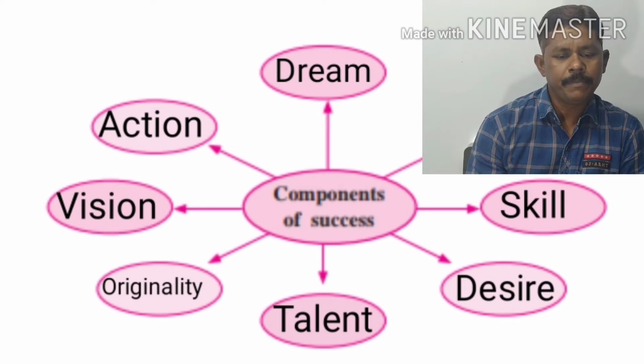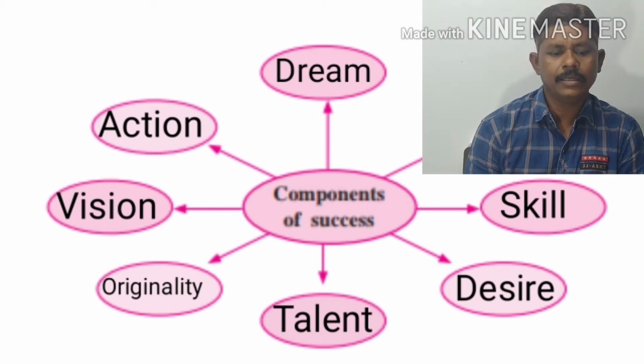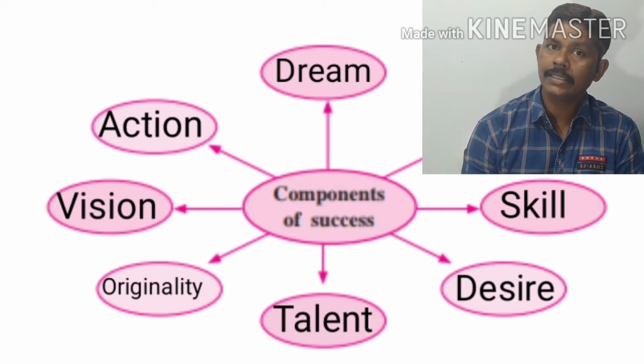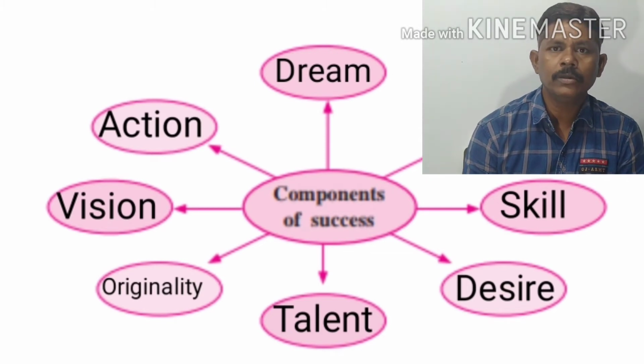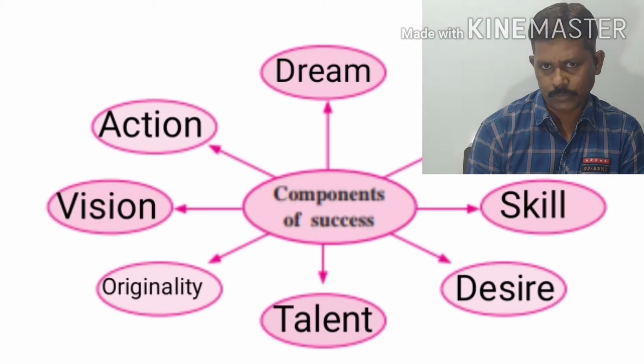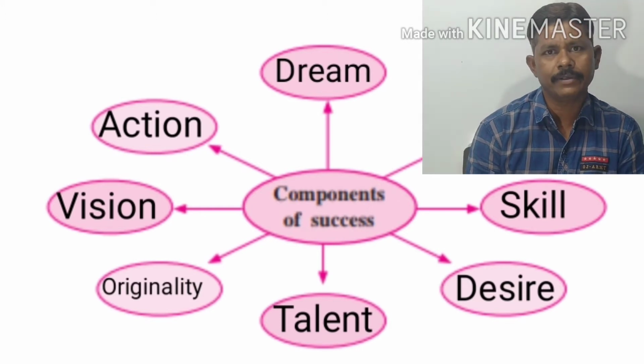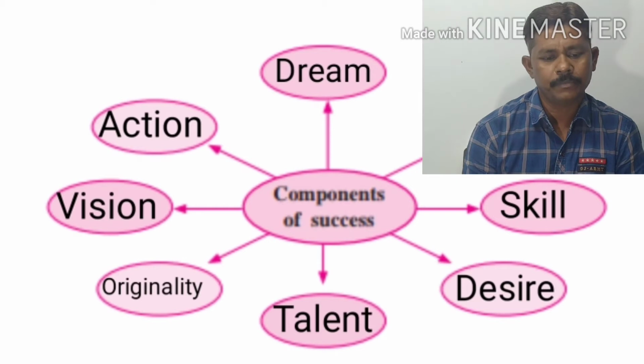Number 1, dream, then will, skill, desire, talent, originality, vision and action. So let me clear again, these are just examples. You consider it as a model. You can find your own and you can add your own also. So this is the first activity in the English workshop.